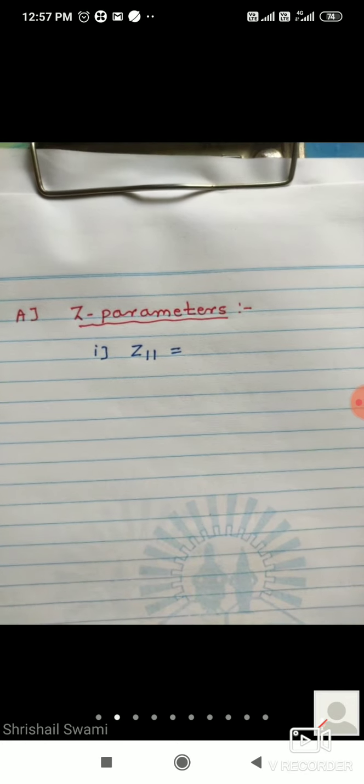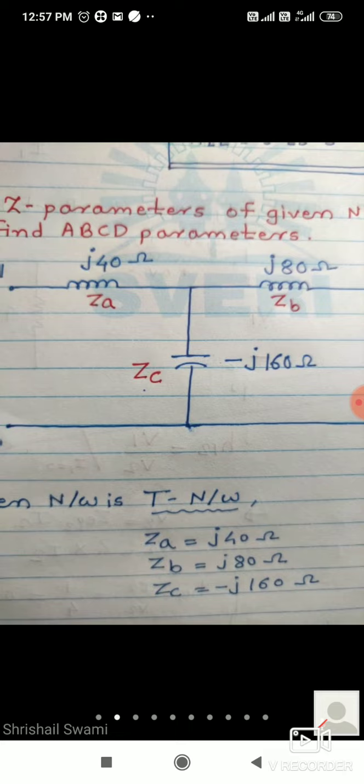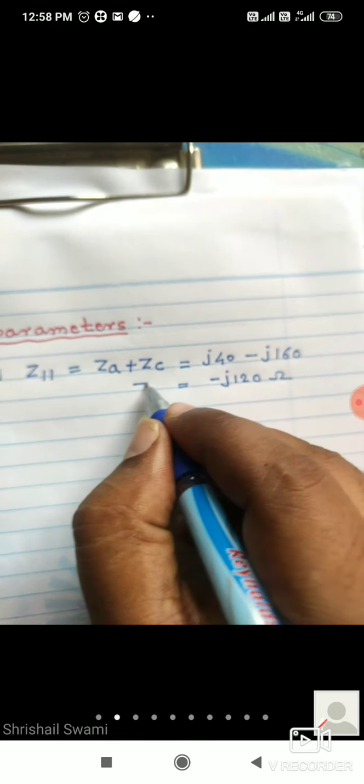First one is Z11. Z11 is equal to what is going to be? See the network. What is the formula? Addition of these two, ZA plus ZC, that is Z11. Z11 is equal to ZA plus ZC. So calculate, what is ZA? That is J40 and ZC is minus J160. So what is the answer? Minus J120 ohm. So that is the answer of Z11.